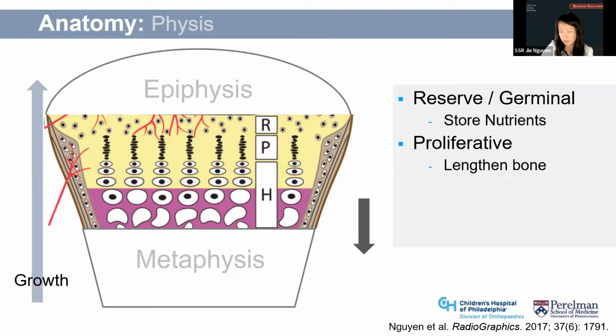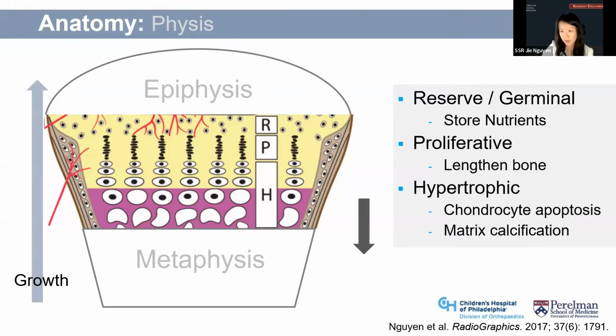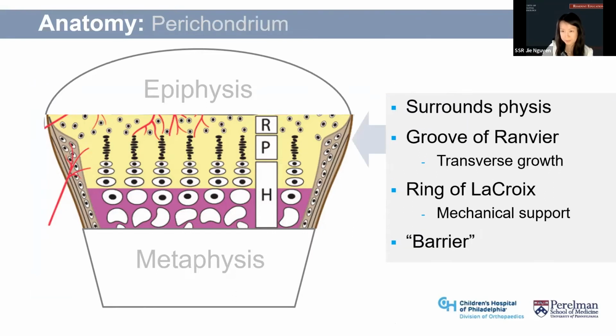The proliferative zone is responsible for really pushing that growth plate out, essentially elongating the bone. And in the hypertrophic zone, the chondrocytes undergo programmed cell death, also known as apoptosis, the matrix becomes calcified, it forms that zone of provisional calcification, and then those chondrocytes get removed.